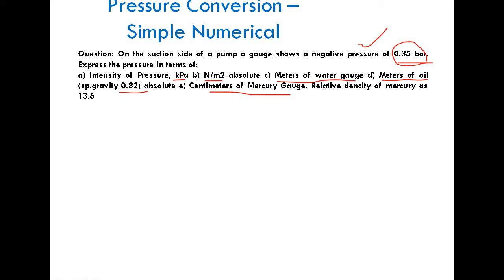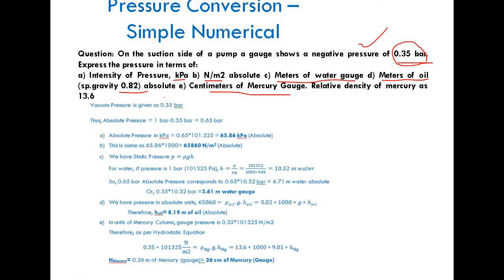So we'll start. What is A? Intensity of pressure in kilopascal. Given vacuum pressure as 0.35 bar, the absolute pressure is, as I already told, 1 bar minus 0.35 bar, that will give you 0.65 bar. So what is the corresponding absolute pressure in kilopascal? 1 bar is 100 kilopascal, or more precisely 101.325. So if you multiply 0.65 with 101.325, you will get 65.86 kilopascal in absolute unit. That is question number A.